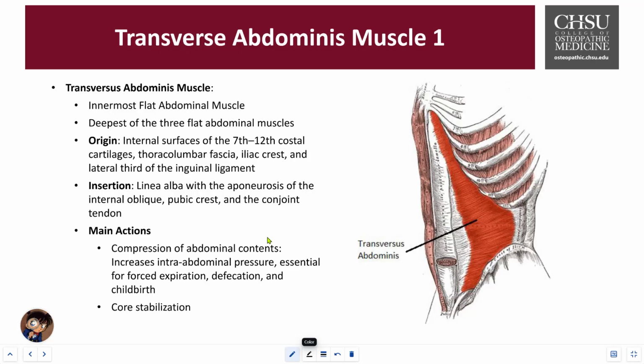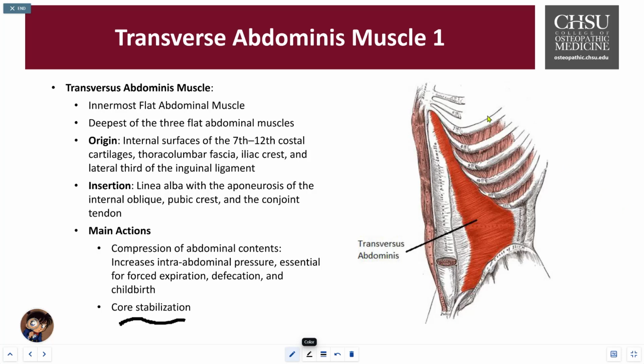It inserts onto the linea alba with the aponeurosis of the internal oblique, regions of the pubic crest, and also the conjoint tendon. The key action here is to compress the abdominal contents. It helps you increase the intra-abdominal pressure during forced expiration or when you're trying to contract during defecation, as well as childbirth. And don't forget that it plays a role in core stability as well.